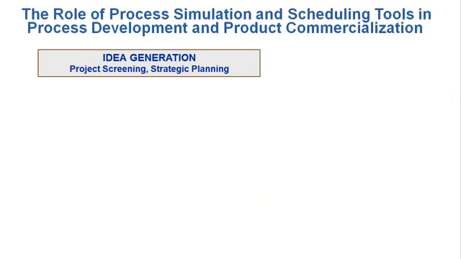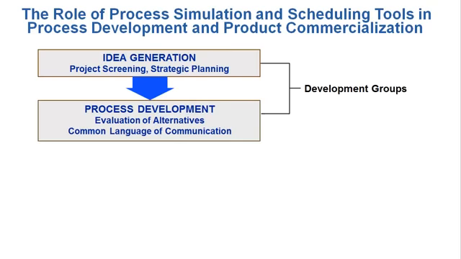Process simulation and scheduling tools play a variety of roles throughout the life cycle of product development and commercialization. At the early stages of idea generation, such tools are primarily used for screening and evaluating new project ideas. In process development, they are used to evaluate alternatives from a process economics, cycle time reduction, and environmental point of view. They are also used to improve team collaboration by introducing a common language of communication among the various team members.